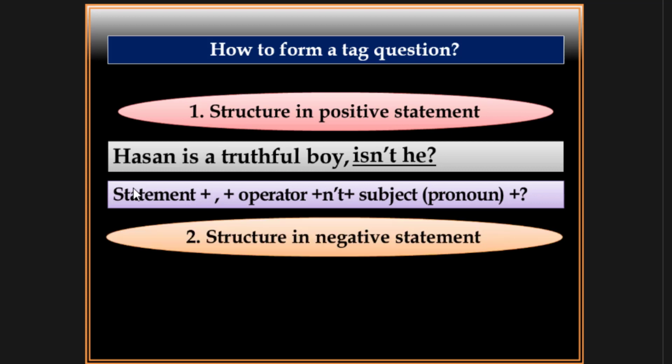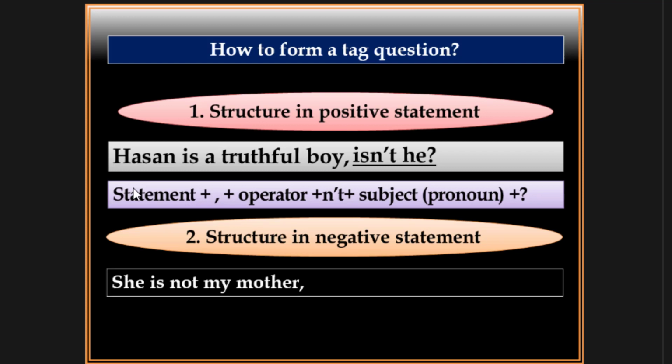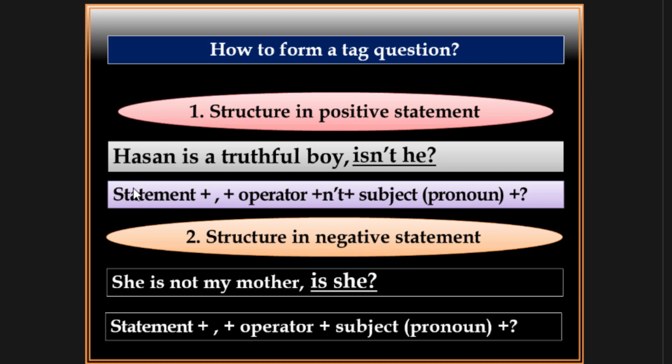Number 2. Structure in negative statement. She is not my mother. Is she? Here the structure is statement, that means she is not my mother, plus comma plus operator, that means here the operator is, plus subject plus pronoun form of the subject plus interrogation mark.